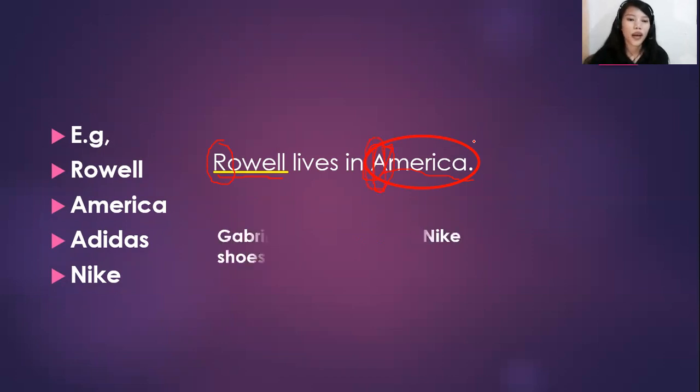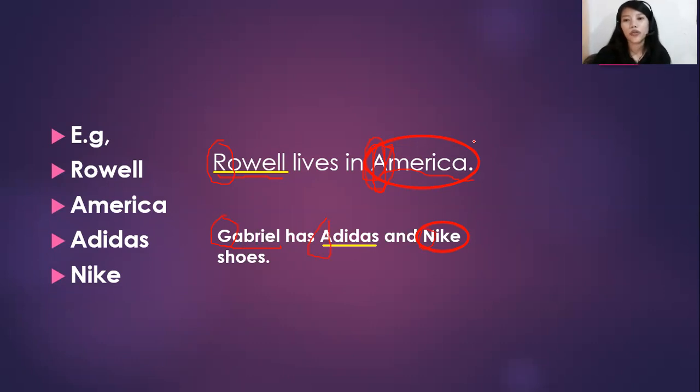Okay, next we have: Gabriel has Adidas and Nike. So here we have three examples of proper noun, which are Gabriel, because it is a specific name of a person, Adidas, because it is a specific name of shoes, and also Nike. Again, they start with a capital letter.